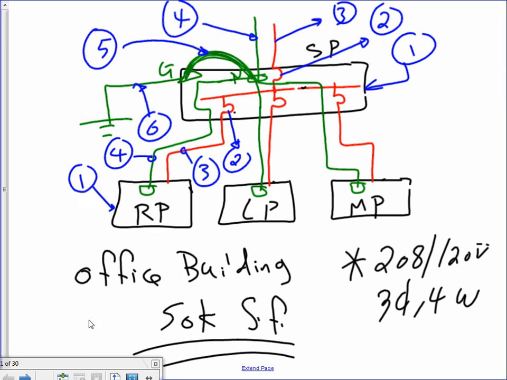Okay, let me move it away from my way. So here's what I have. You guys have this one right in front of you. I apologize, I wanted to make a copy, a colored copy for you.